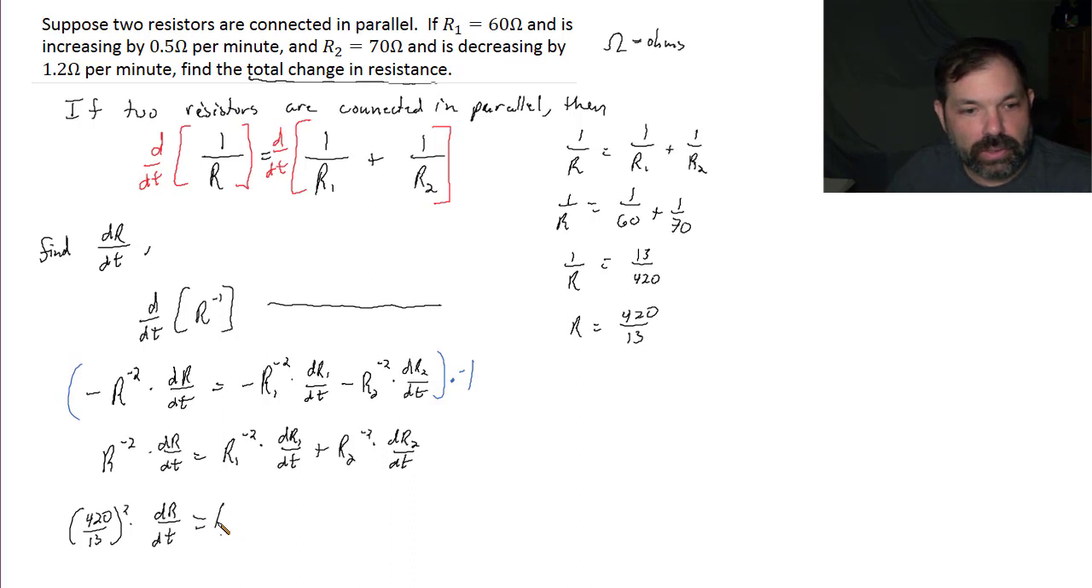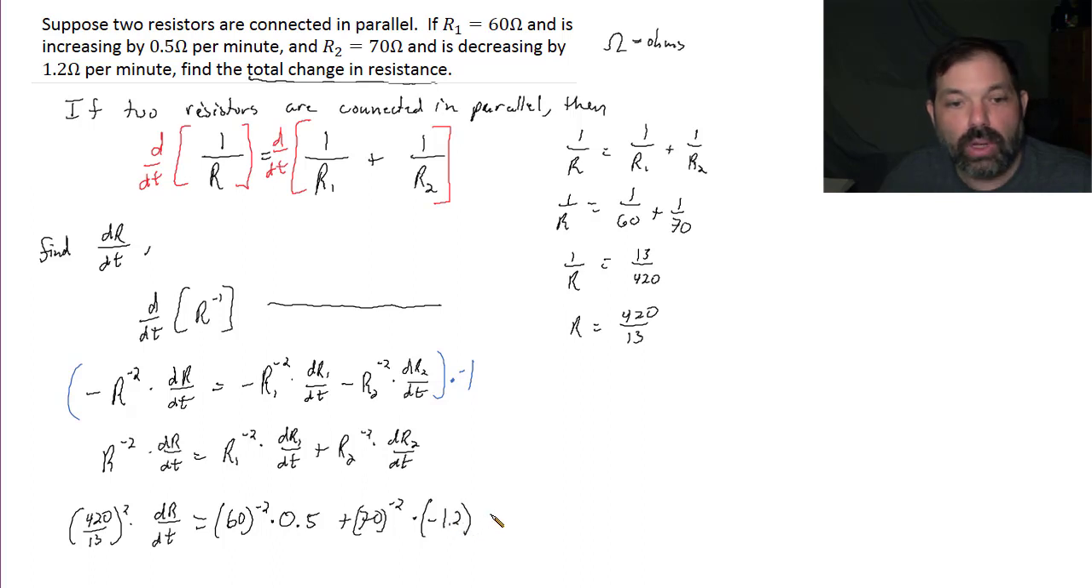Now R1 is 60, so 60 to the negative second. dR1/dt is increasing by 0.5 ohms per minute. Plus R2 to the negative second, that would be 70 to the negative second. And then dR2/dt: R2 is decreasing by 1.2, so times negative 1.2 ohms per minute.